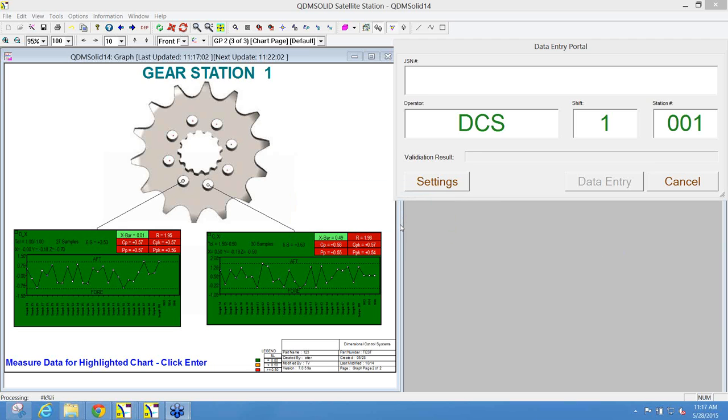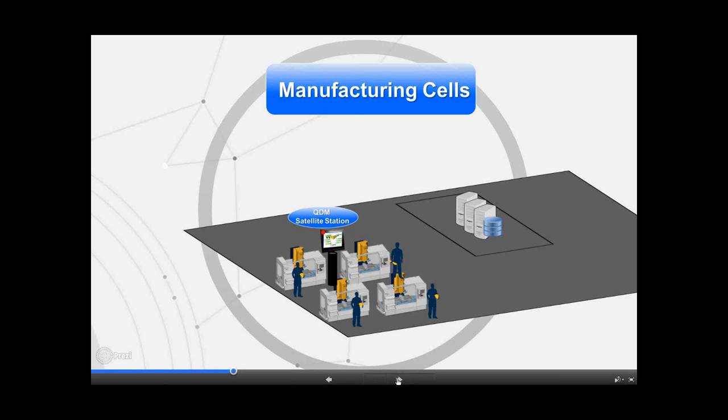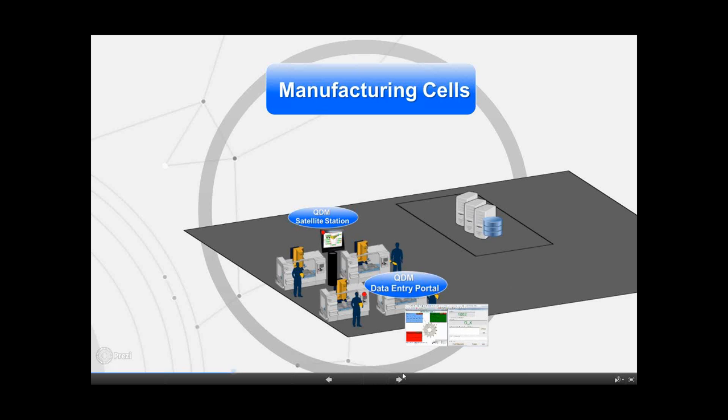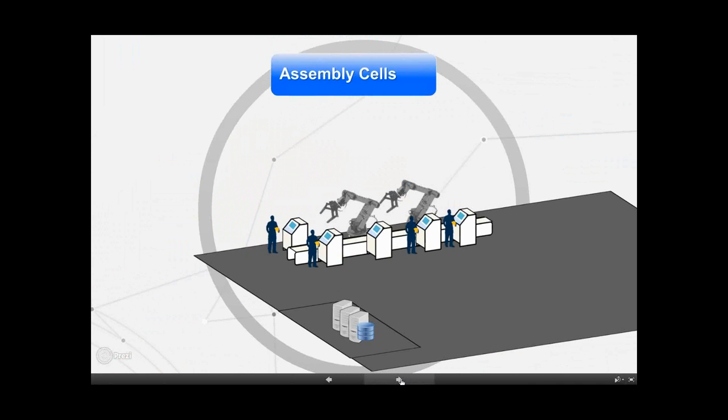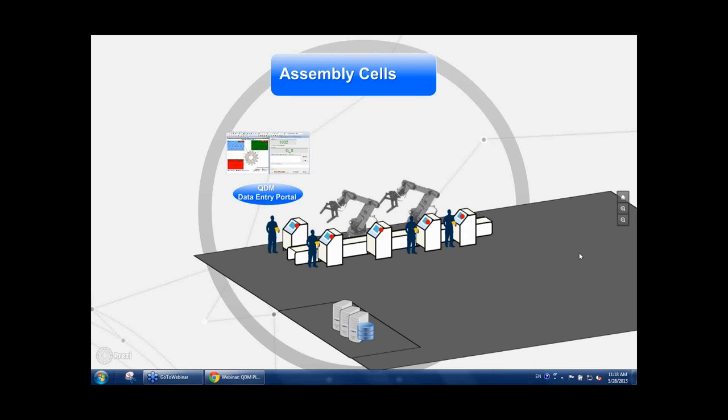Yeah, so to move forward from the manufacturing cells, we looked at the satellite station and the data entry portal. Back to the plant floor here, the next area we're going to take a look at is the assembly cell. This is where the gears are being put together. We're verifying the overall length is met, overall height, width, alignment, making sure holes are aligning. It's an overall quality check. And we're once again going to talk about the QDM data entry portal, and we're going to see how that's used next.